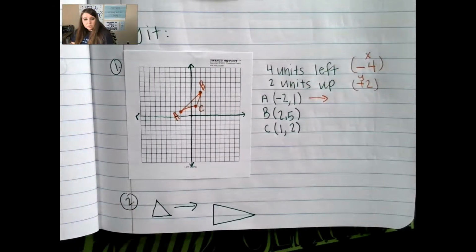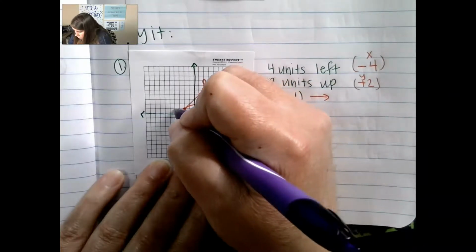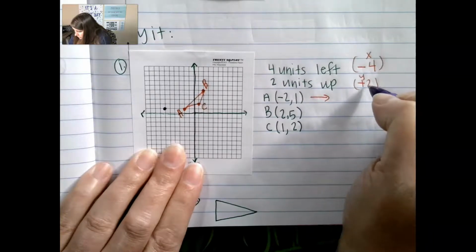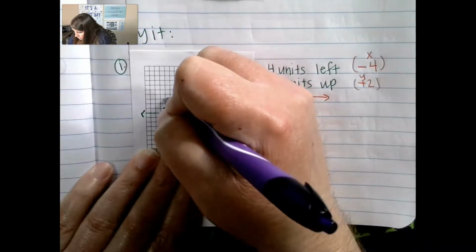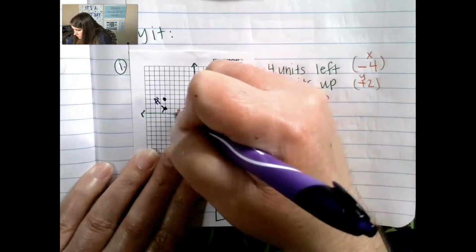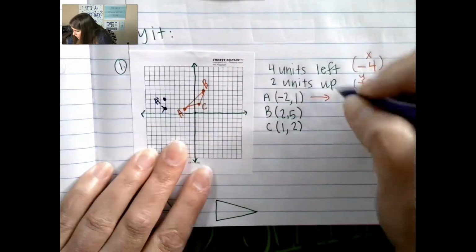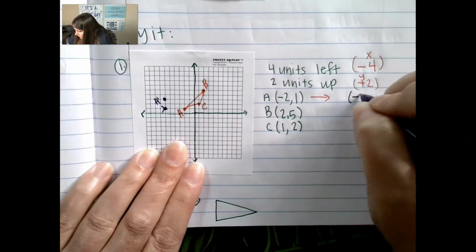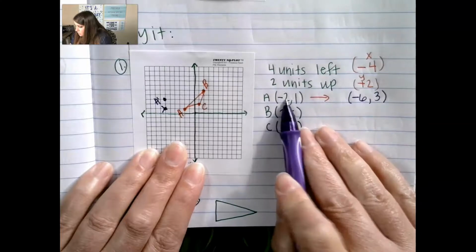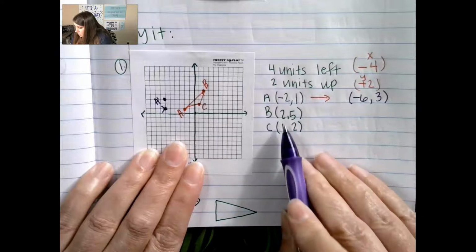Okay, so they want us to move this red triangle. So 4. 1, 2, 3, 4. So, oops, negative 6, and then up 2. 1, 2, right there. Ignore that dot. So this is A1. A1 is over 6, and then up 1, 2, 3. So we are at negative 6, 3. So I've added negative 4, added 2, and I get negative 6, 3.